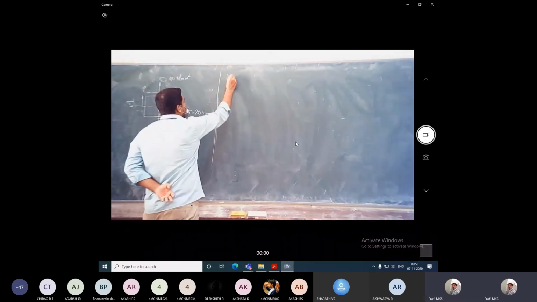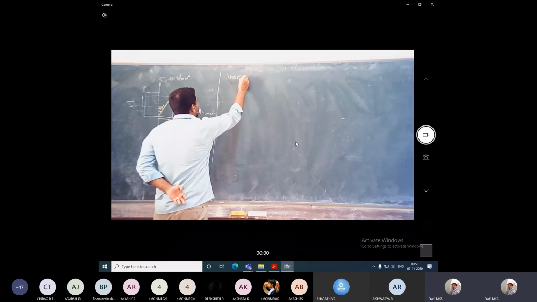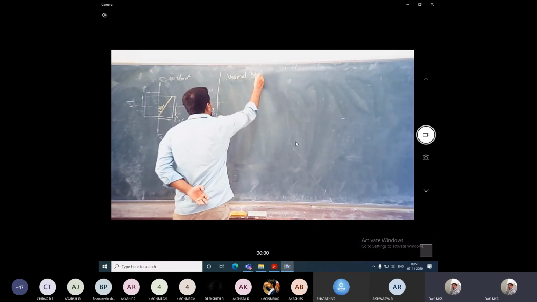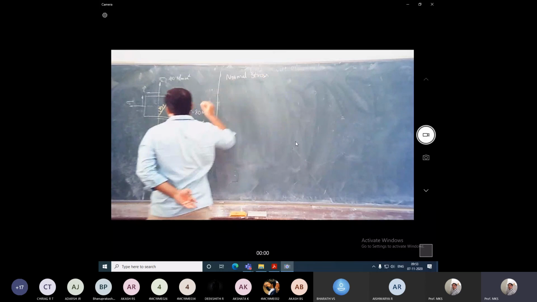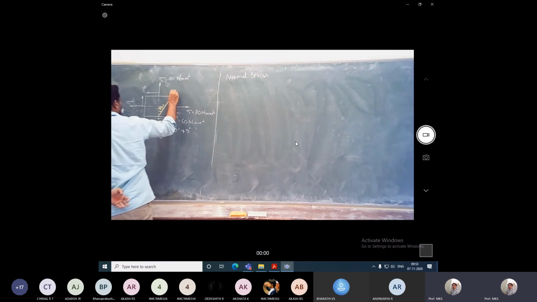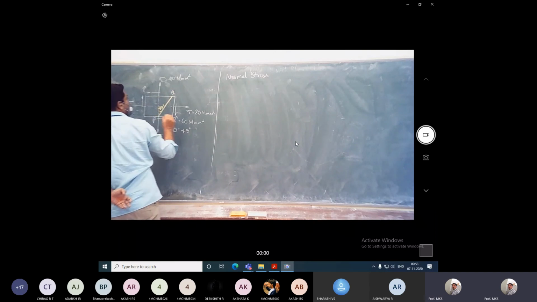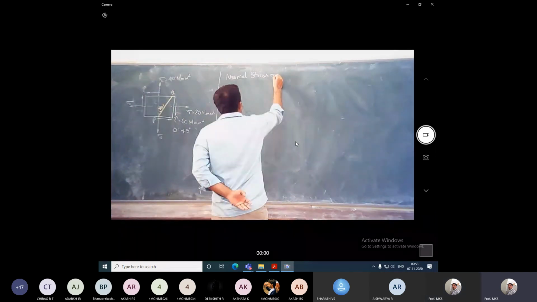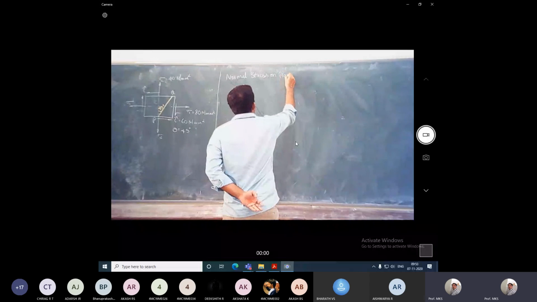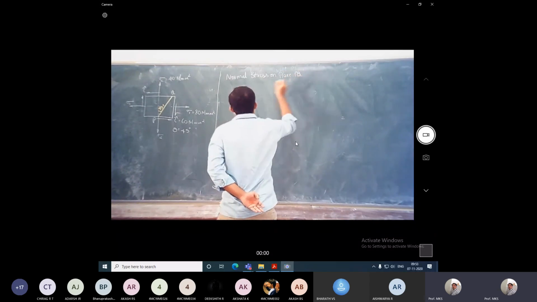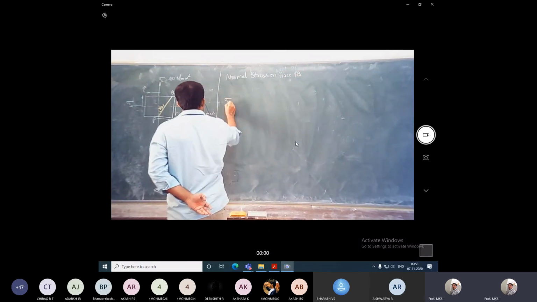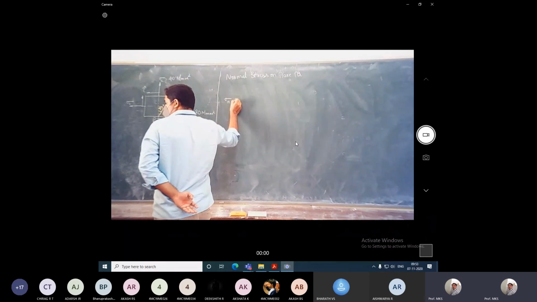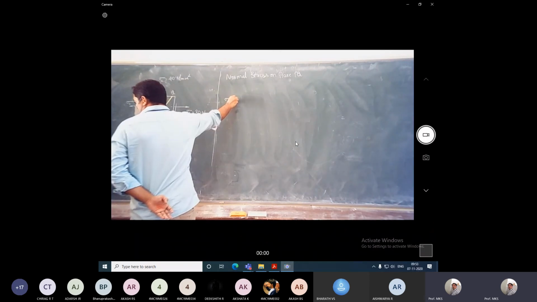What is the normal stress? You can name this plane as something like PQ. The normal stress on plane PQ is given by sigma n.